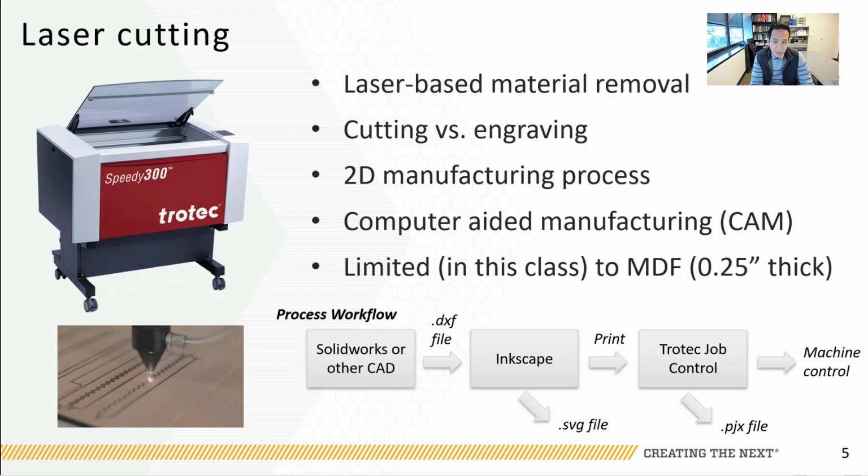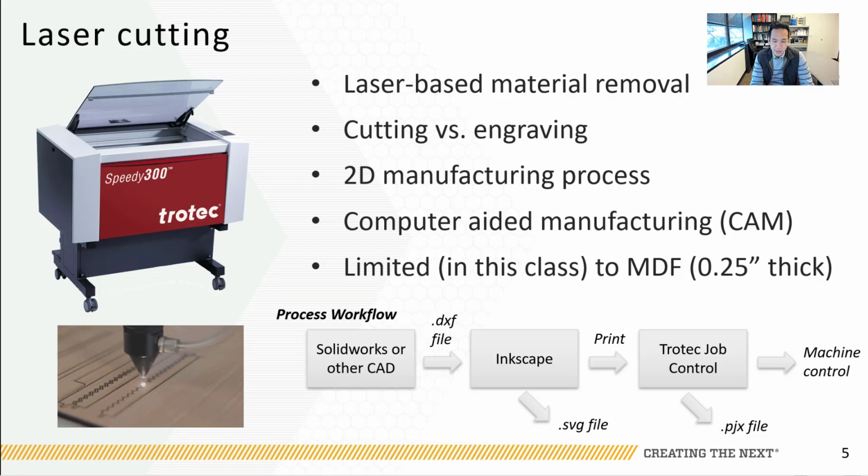It's a 2D manufacturing process, so these are used on sheets of material. There are some limitations in the types of materials that you can process using this approach and within our laboratory, and you'll get trained on that as you get into the training weeks in the IDEA lab. You use computer-aided manufacturing software to drive this kind of machine, and that's what we'll be talking about here. And in this class, we're limiting you to MDF kinds of materials at 1/4 inch thickness. The process workflow for laser cutting is as follows.